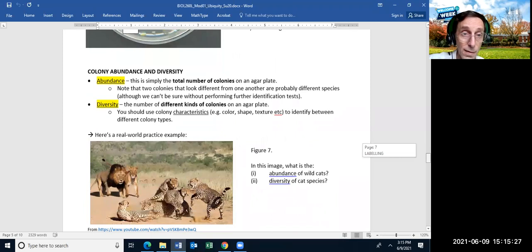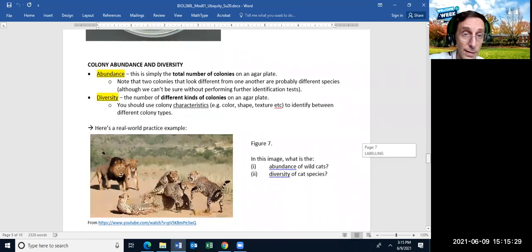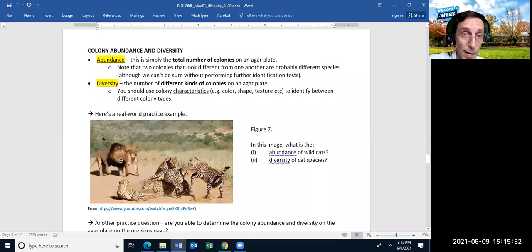When we're talking about colonies, we can talk about their abundance and their diversity. Abundance is simply the total number of colonies on the agar plate. So you simply count them.